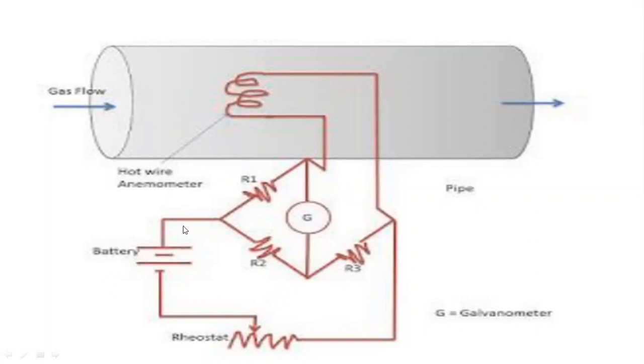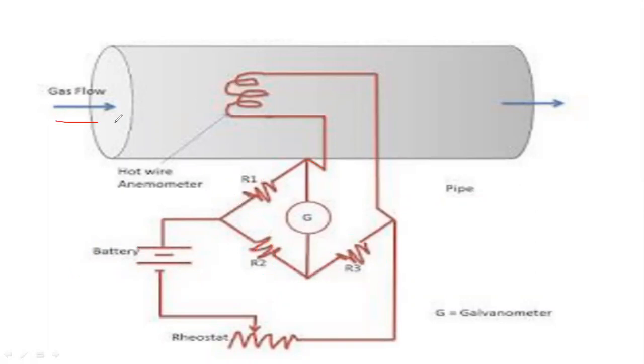You can see there is a battery arrangement. This battery arrangement is connected to two ends of the Wheatstone bridge, and the other two ends of the Wheatstone bridge are connected through the galvanometer, which is connected to the anemometer. The resistances R1, R2 and R3 are located in the Wheatstone bridge.